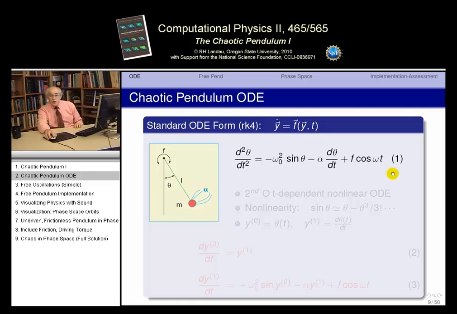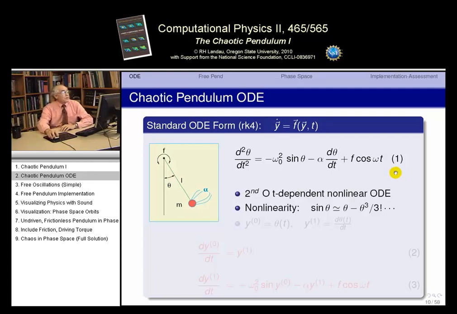Okay. So equation 1 is our equation. What kind of equation is it? We have to solve that. Well, it's second order, because you have d squared by dt squared. It's time dependent, because we have an external force which depends on time. It's not time dependent because theta is dependent on time, but there's explicit time dependence. Okay, that's second order, time dependent, and it's nonlinear because we have sine theta here. Okay, and as we showed down here, sine theta is approximately theta for small angles, but has higher order terms.